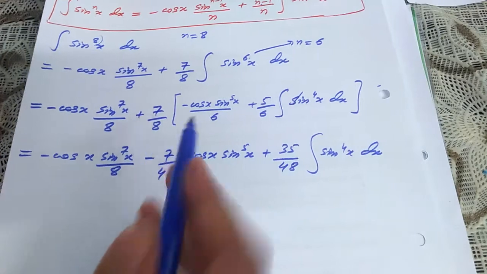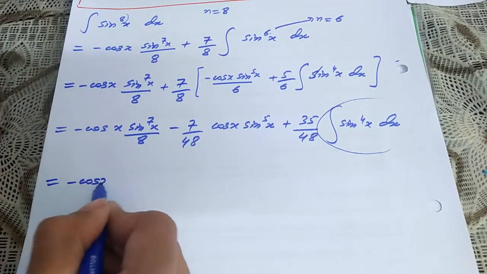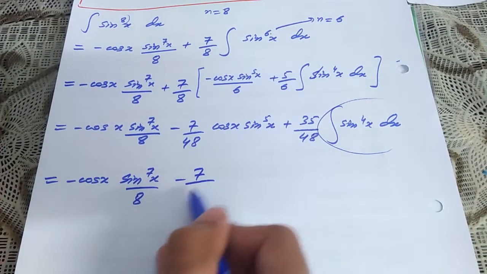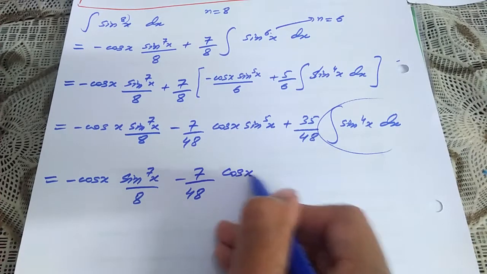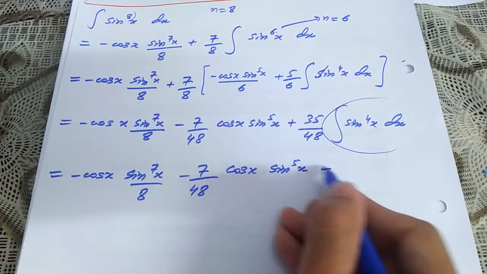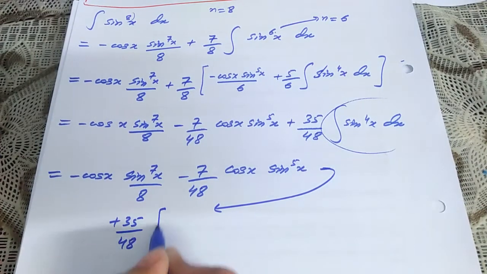Again using the same reduction formula here. For this, again use the same reduction formula. We'll get minus cos of x sine 7x over 8 minus 7 over 48 cos of x sine 5 of x plus, I'm writing the step here, plus 35 over 48 and this main bracket.